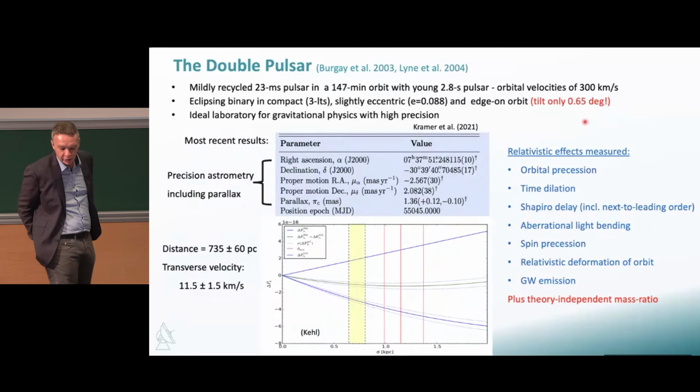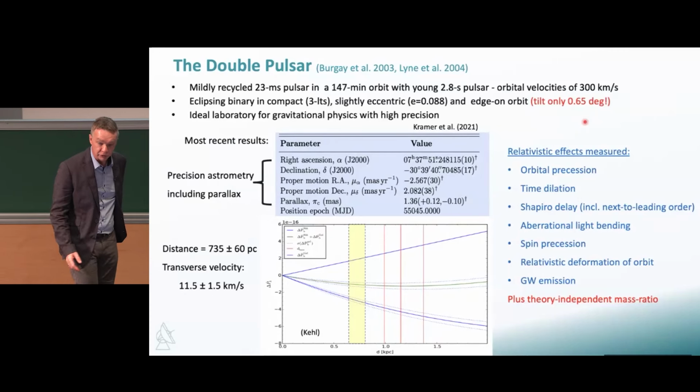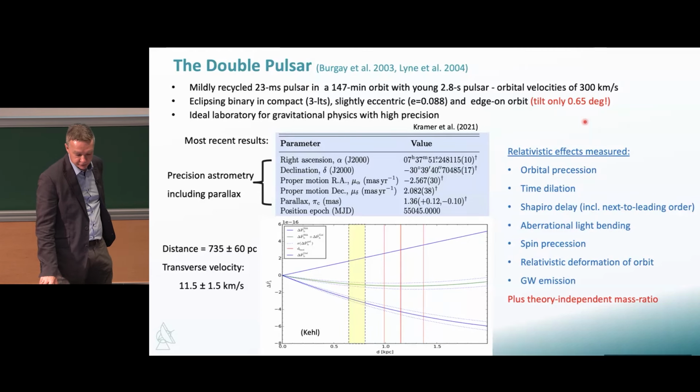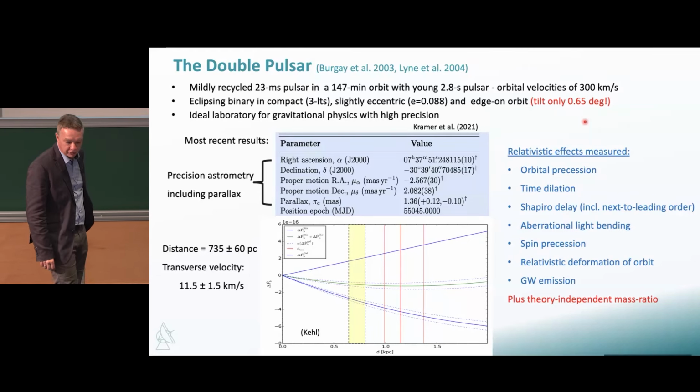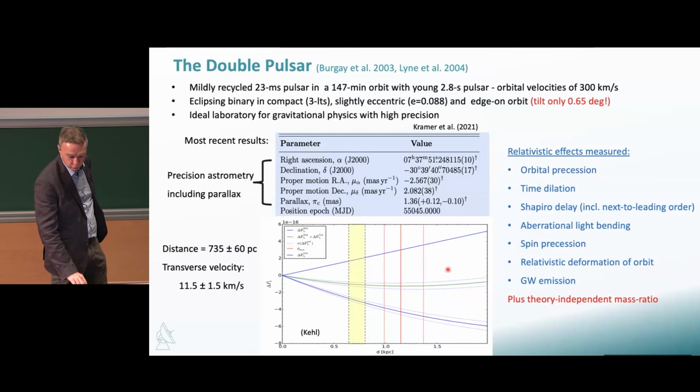First of all, we can do very precise astrometry. We're not only doing timing, but we can also do very long baseline interferometry. And in particular, the latter gives us a parallax measurement, which gives us a distance of 735 plus minus 60 parsec. This is a similar plot as I was showing you before for the Hulse pulsar.